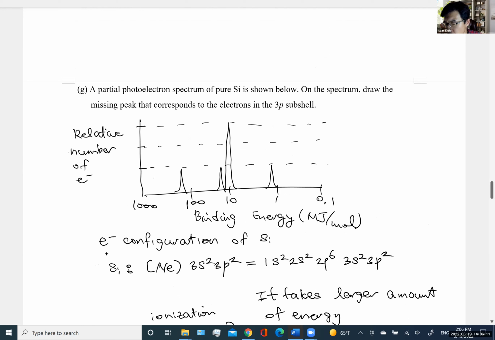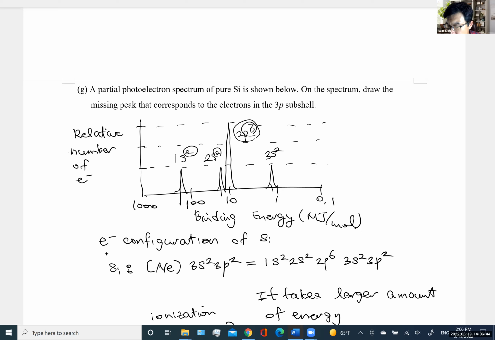Okay, so then this one is 1s2, 2 electrons in 1s, and this one is 2s2, 2 electrons, and this one is 2p6. So relative number of electrons. Here, this one requires about 200 megajoules per mole energy to take out 1s2 electrons. This one is about 20 megajoules, and this one about 10 megajoules per mole, and this is 3s2.